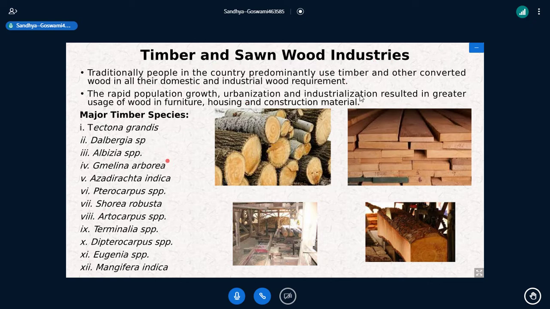And these industries have become even more popular and important. Why? Because as population has increased and urbanization has happened, the demand for furniture and construction material has increased, right? And when such demands have increased, then the demand for timber and sawn wood industries is increased, right? So in that way, it has become one of the very, very important industries, and the major timber species are all these. Out of these, Tectona grandis, teak, which in Hindi, if any of you children, is called sagaun. Teak is the English name, sagaun is the Hindi name, and it is one of the very important timber species.